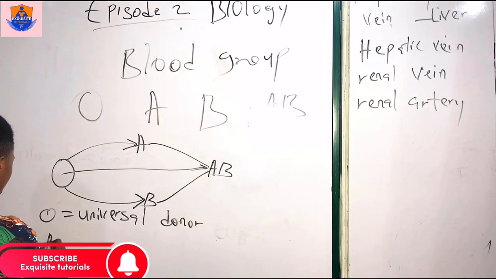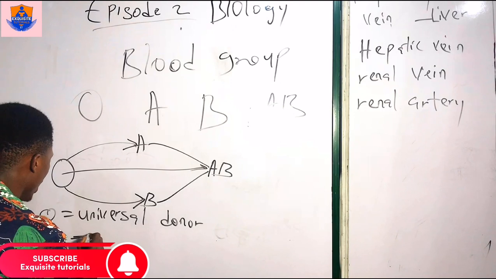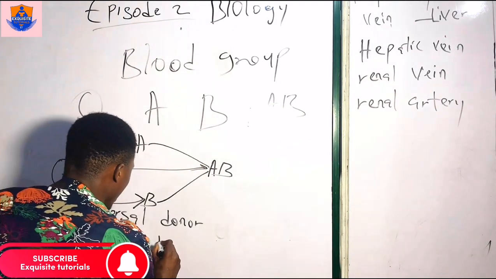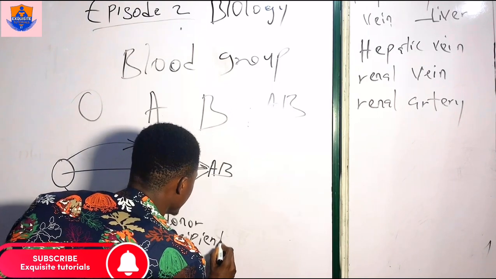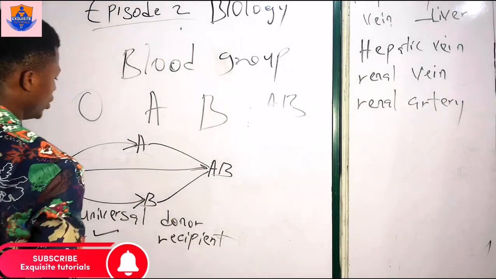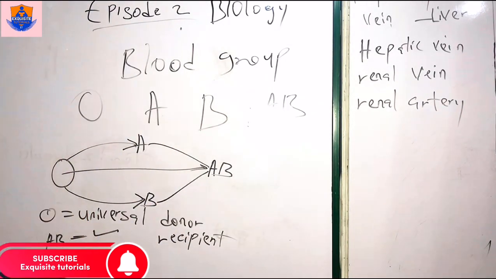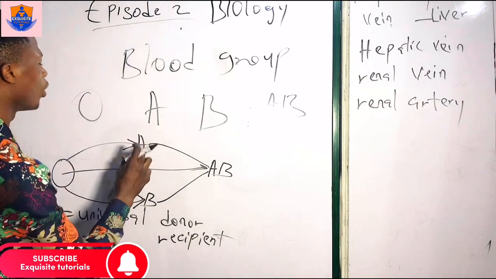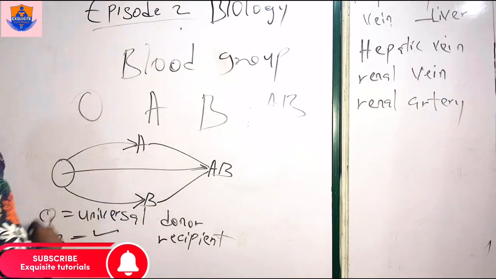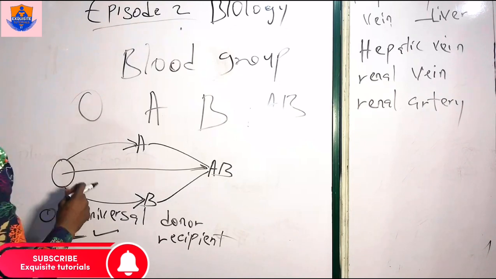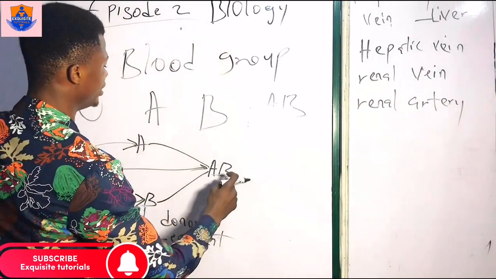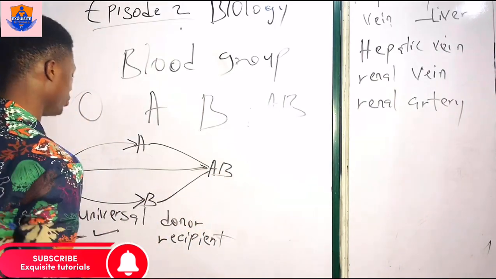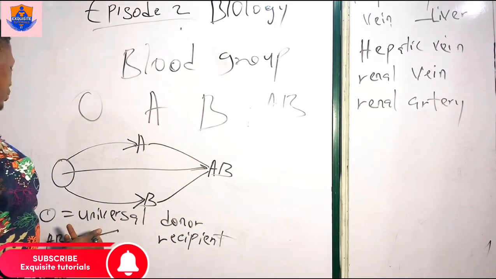We call AB our universal recipient. Recipient means the receiver, donor means the giver. Now, each blood group can donate to itself, which means O donates to AB, A donates to AB, B donates to AB. AB also can donate to AB, universal recipient.